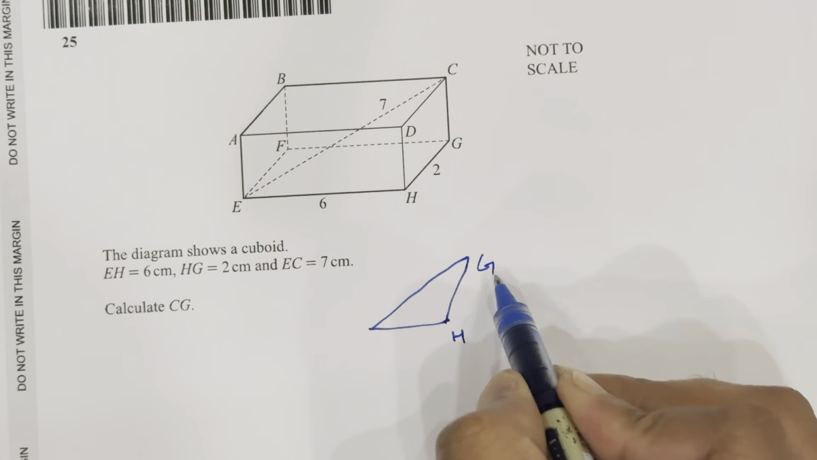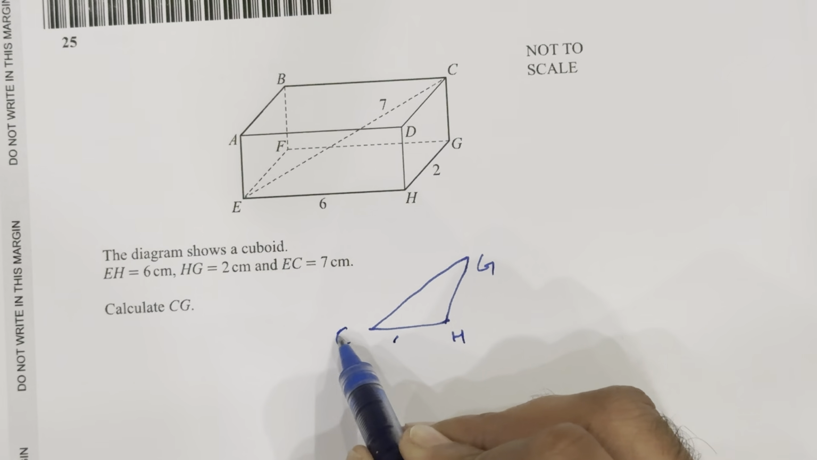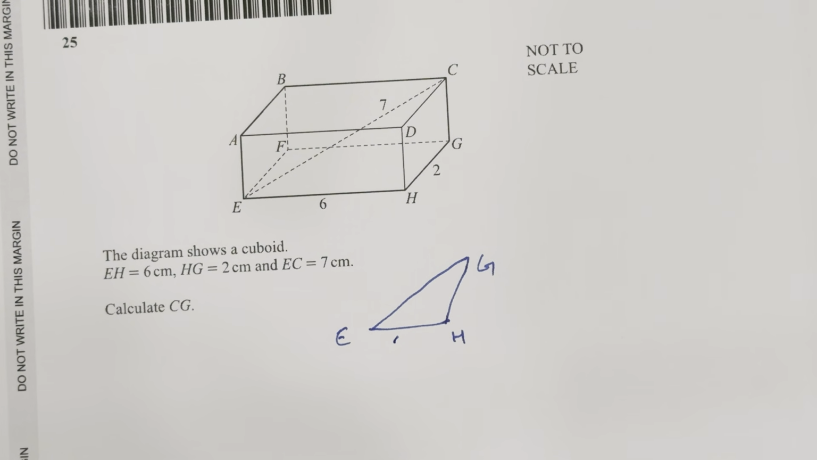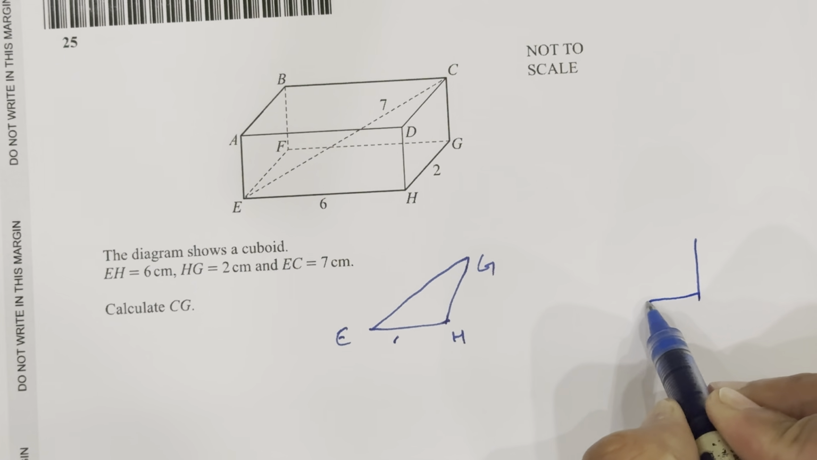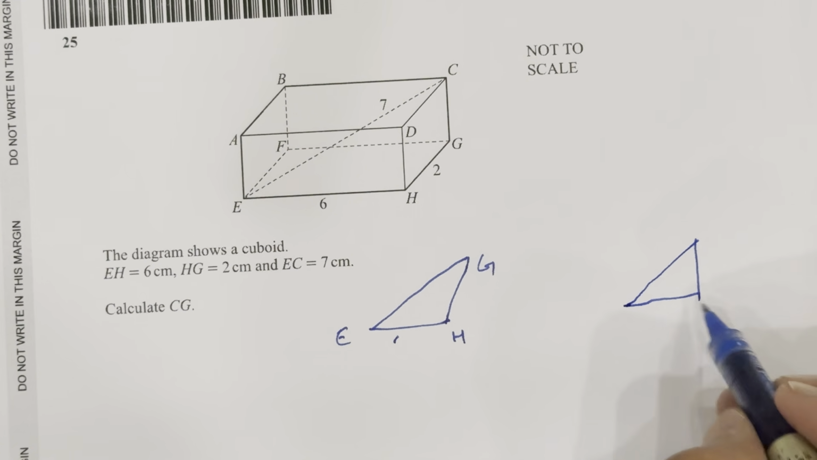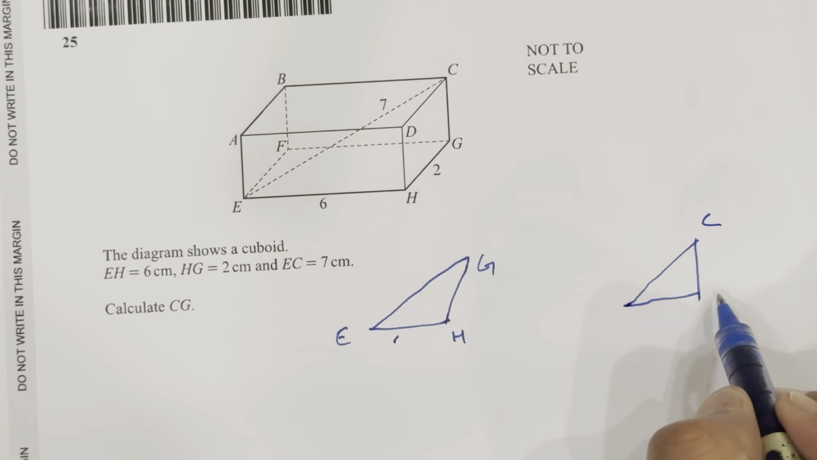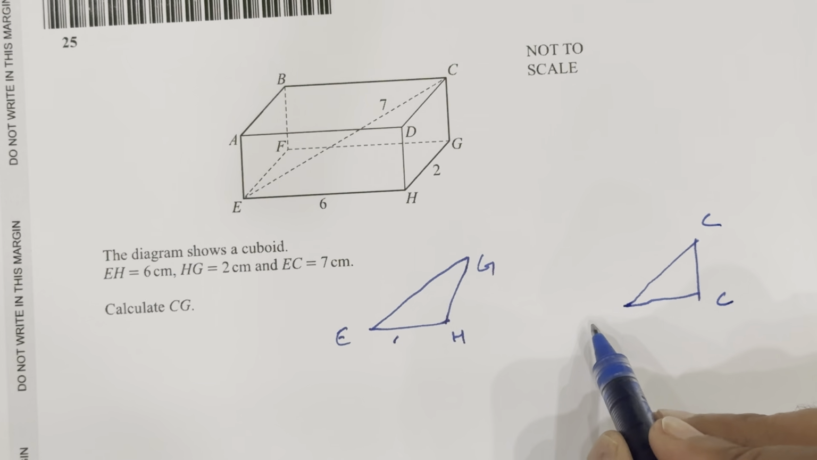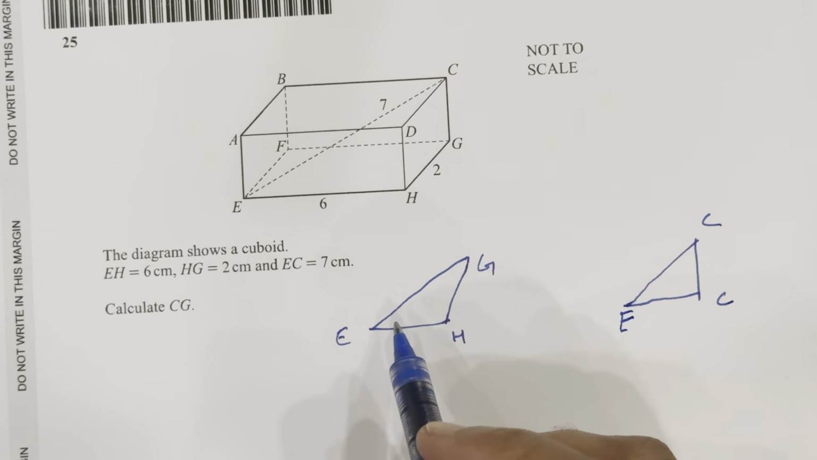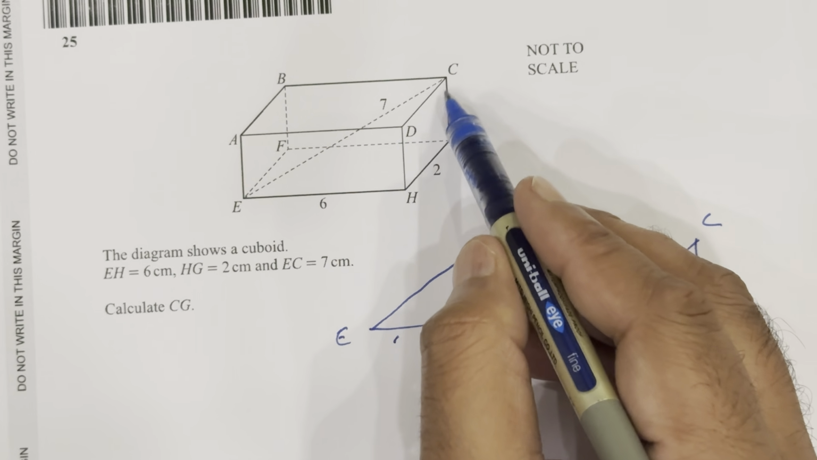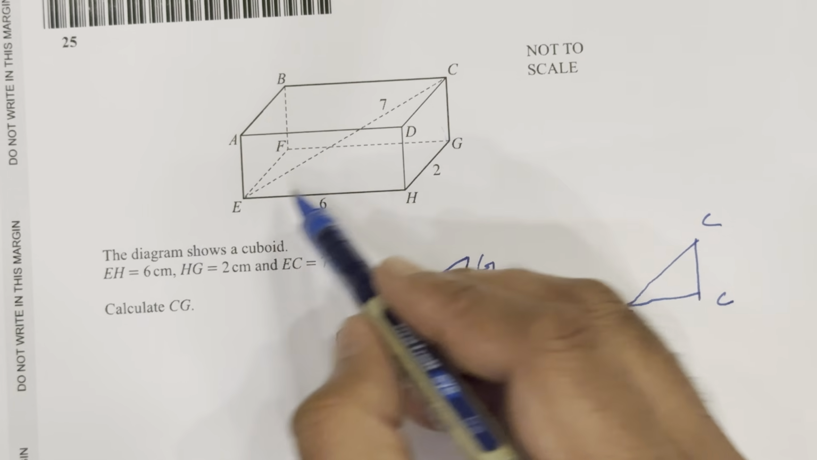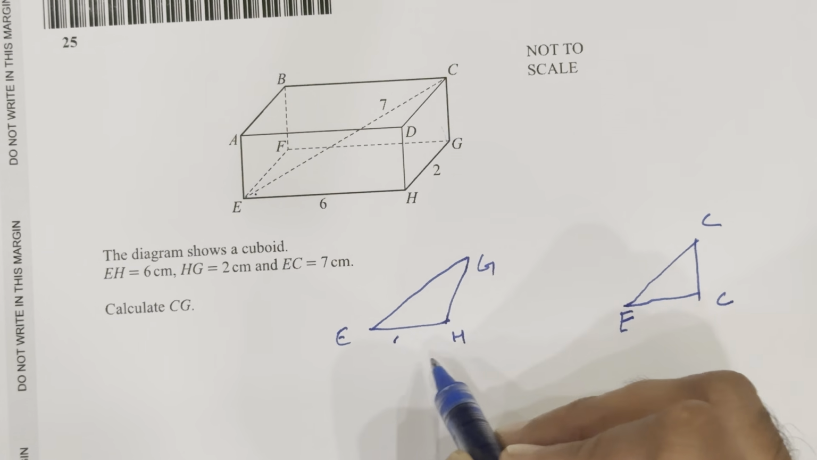We know that H, G and C, E. Okay, it would be like that, C, G and this C, G and E, and over here is GE, GH. So first I'm finding EG.